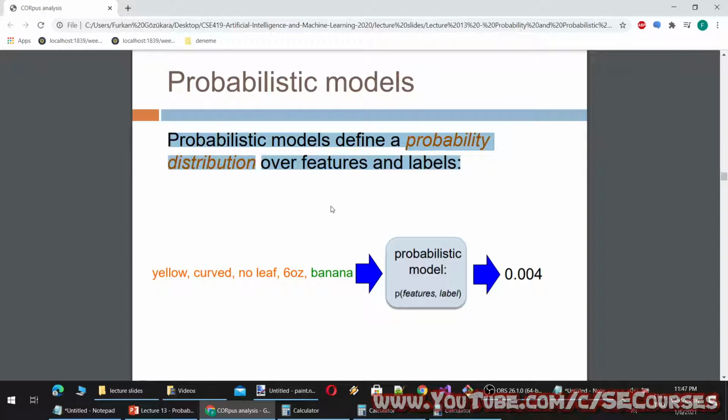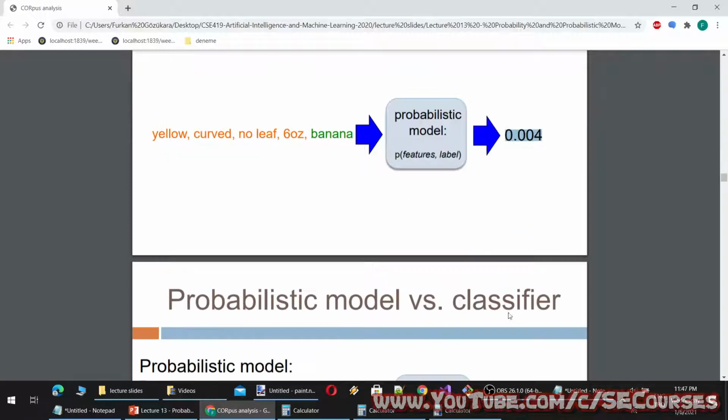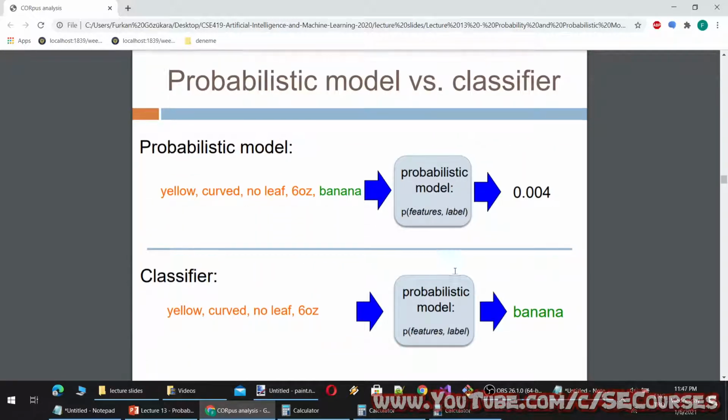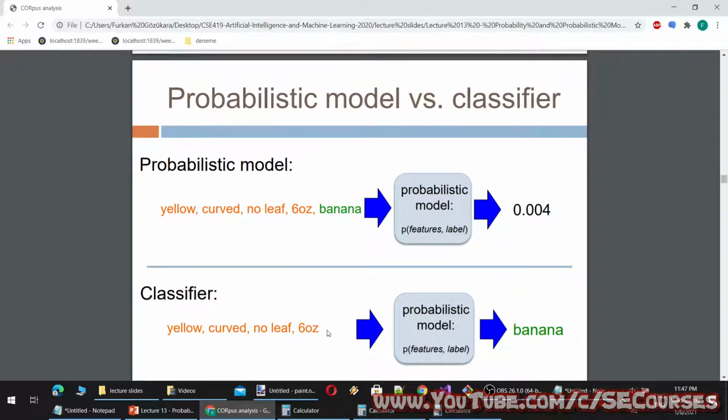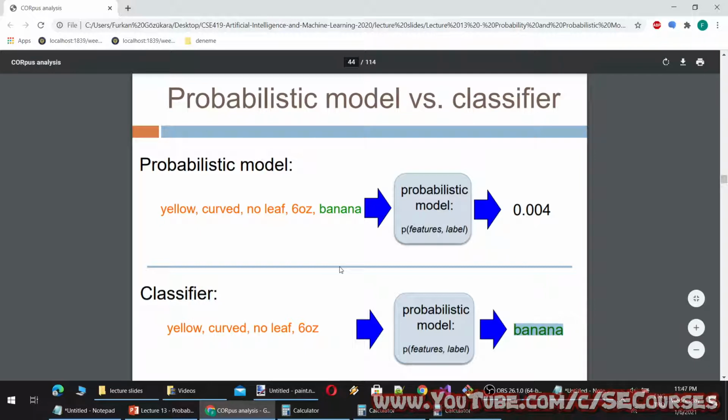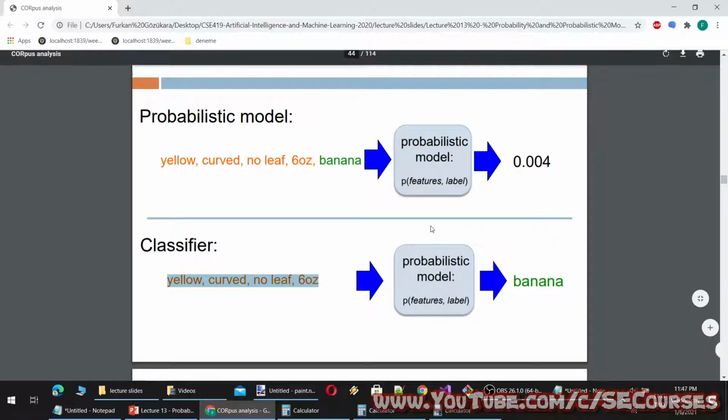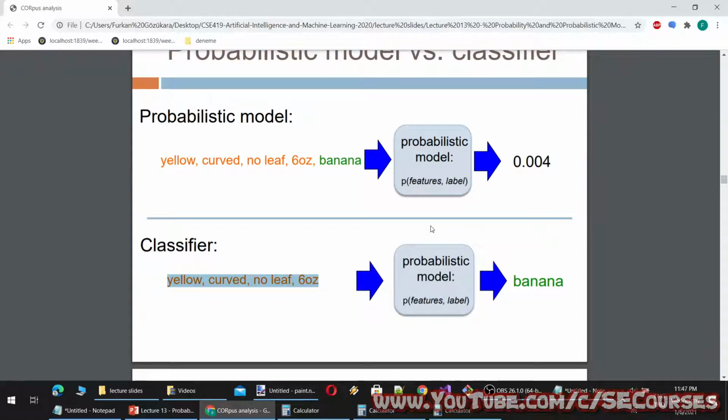Probabilistic models define a probability distribution over features and labels. So when we provide yellow, curved, no leaf, 6 ounces, and banana as the prediction, it will tell us the probability of these features being banana is 0.004. However, if we were using a classifier, it would tell us whether it is banana or not. So here we predict the probability of it being banana, and here the classifier directly puts it into a class and tells us banana or not. There is no probability.